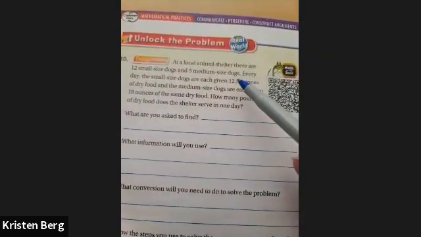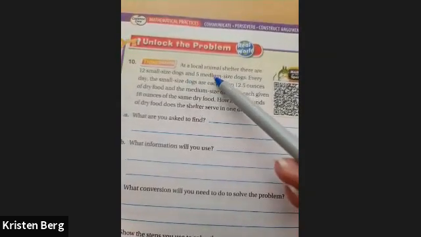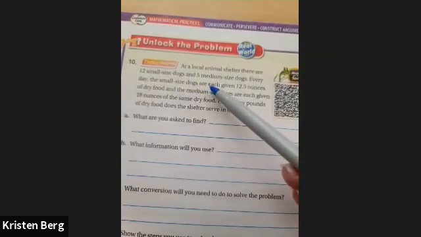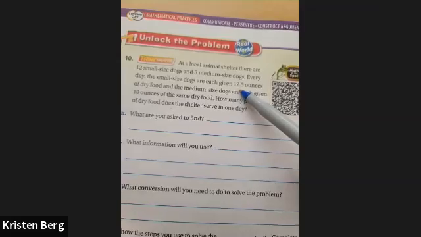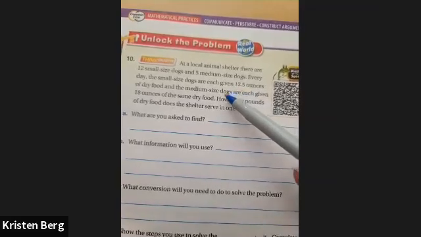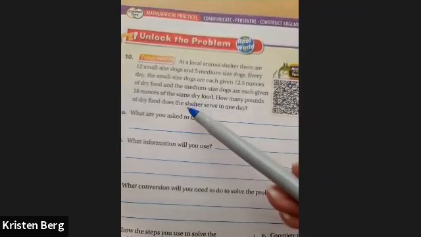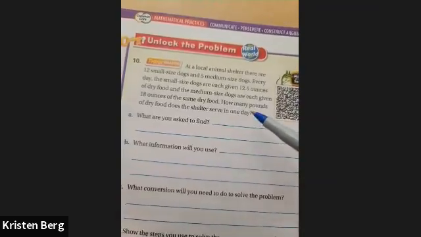Says a local animal shelter, there were 12 small-sized dogs and 5 medium-sized dogs. Every day, these small-sized dogs are given 12 and 5/10 ounces of dry food, and the medium dogs are given 18 ounces of the same dry food. How many pounds of dry food does the shelter serve in just one day?